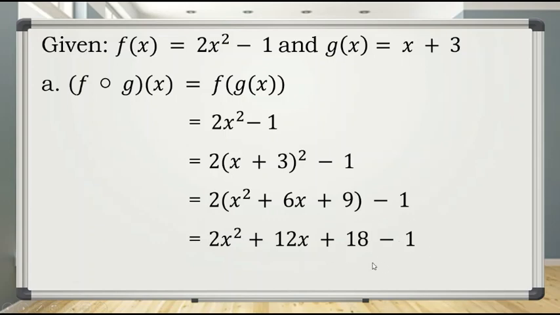So, ito lang yung isi-simplify natin. So, bring down 2x squared plus 12x, and 18 minus 1 is 17. So, f composed of g of x is equal to 2x squared plus 12x plus 17.